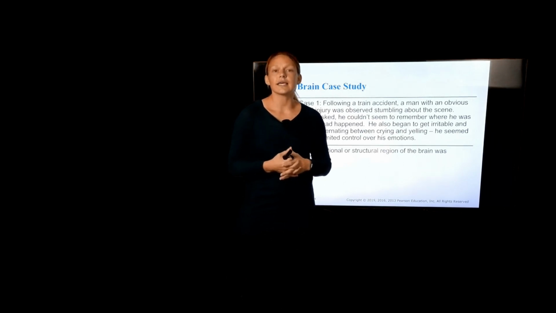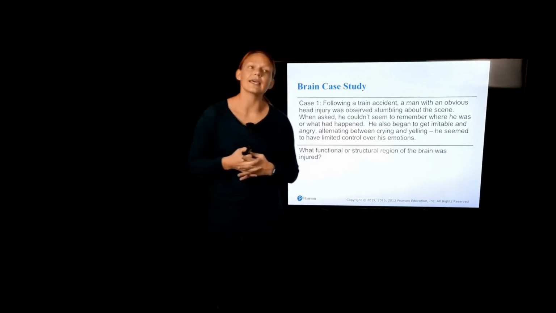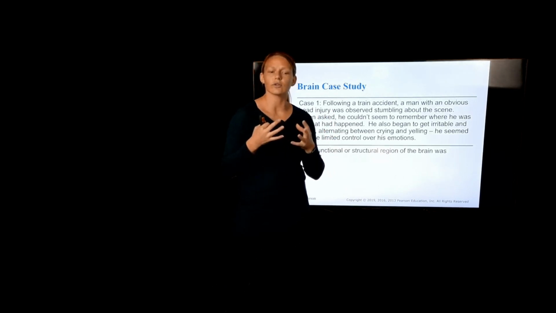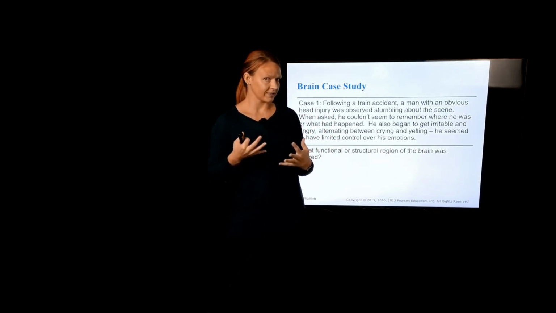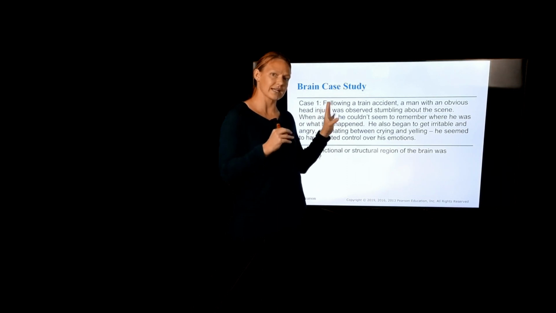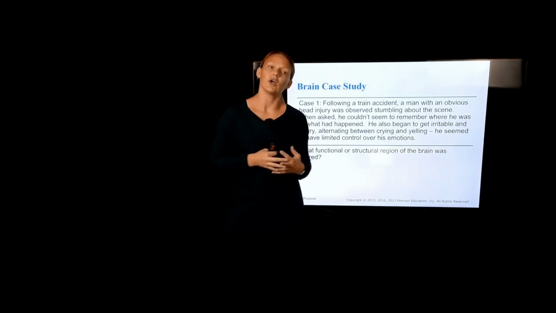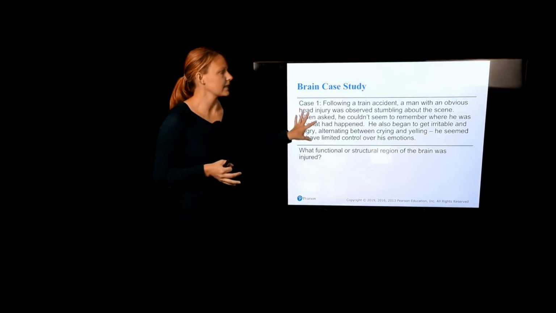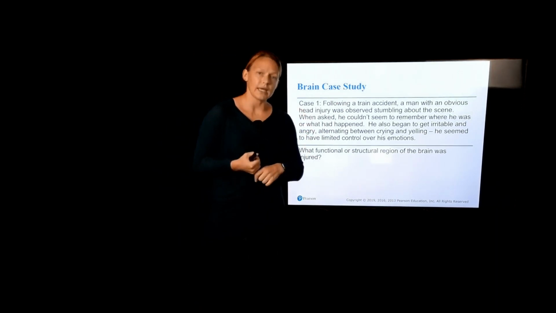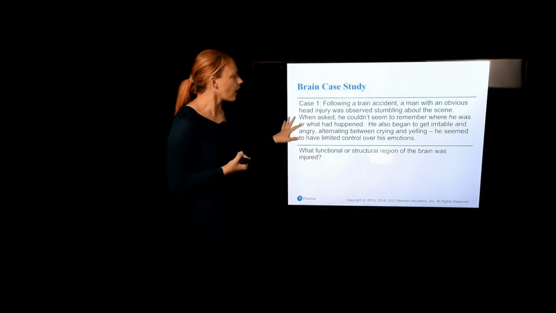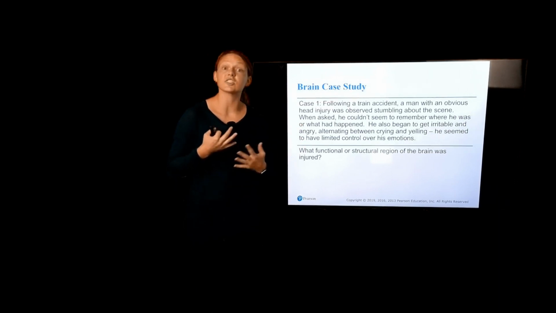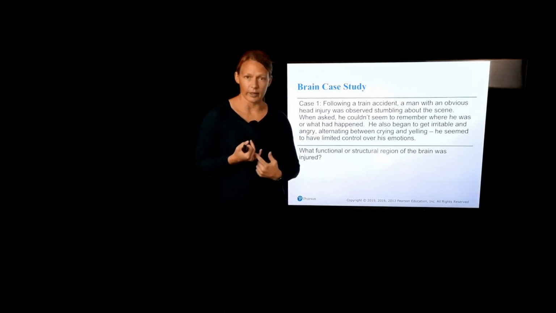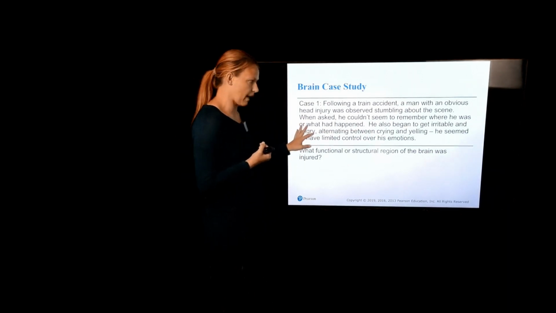So there is a case study assignment for this week, and here is one of those case studies, and I'm going to kind of walk you through, kind of give you a start on it to kind of help you with this first case study, and then hopefully that'll help you with the rest of the case studies on that assignment. So for this case study, it says, following a train accident, a man with an obvious head injury was observed stumbling around the scene. When asked, he couldn't seem to remember where he was or what had happened.